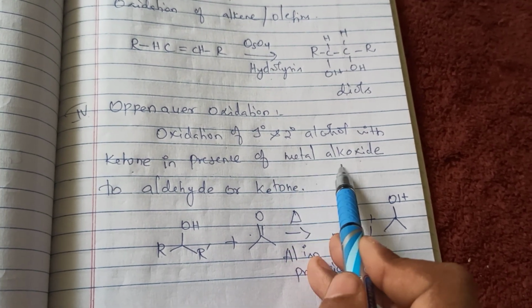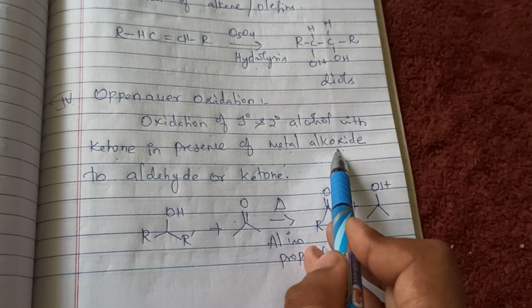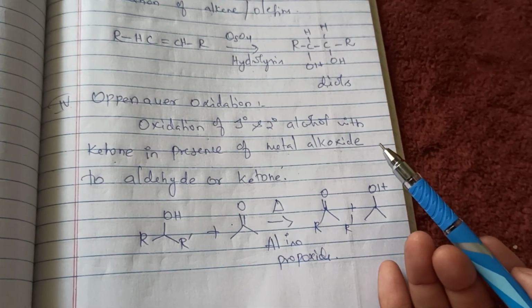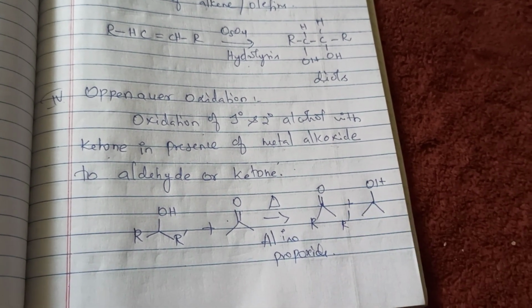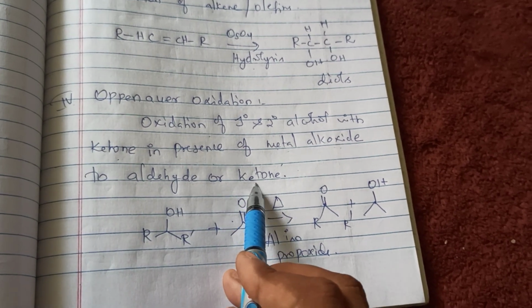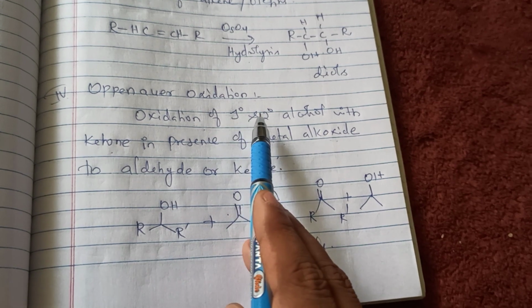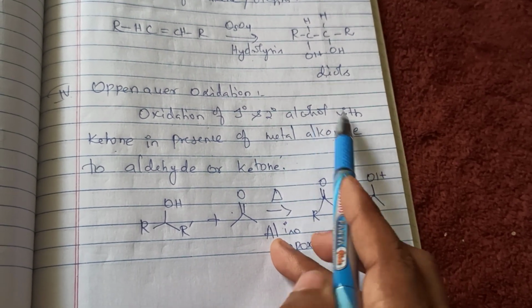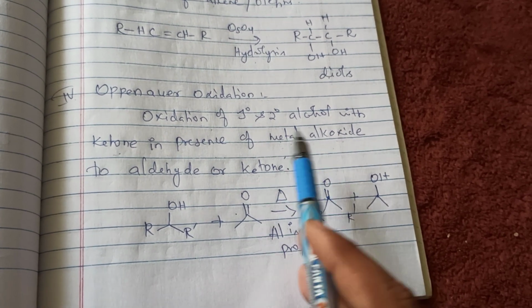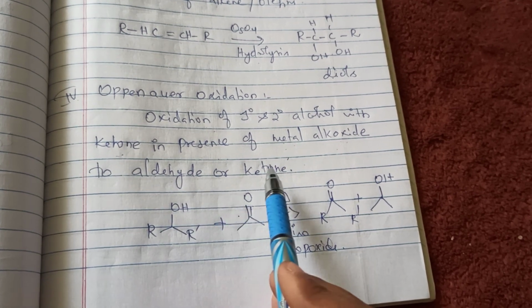The main metal alkoxide we are using here is aluminium as the metal, and for the alkoxide you can use tert-butoxide, isopropoxide or pentoxide, whichever you want. The products are nothing but the corresponding aldehyde and ketone. So the whole definition is oxidation of primary and secondary alcohol with a ketone in presence of a metal alkoxide, leading to the corresponding aldehyde or ketone.